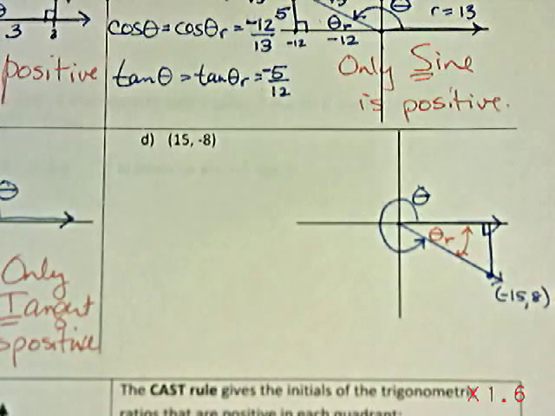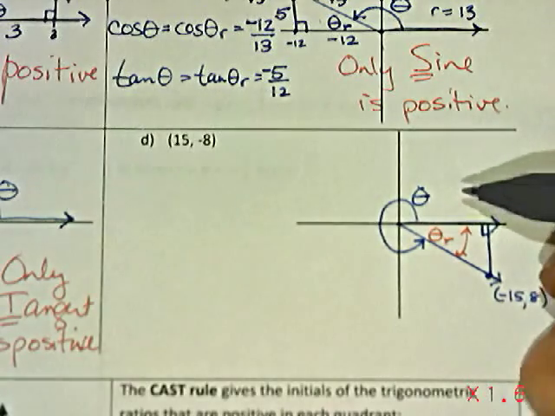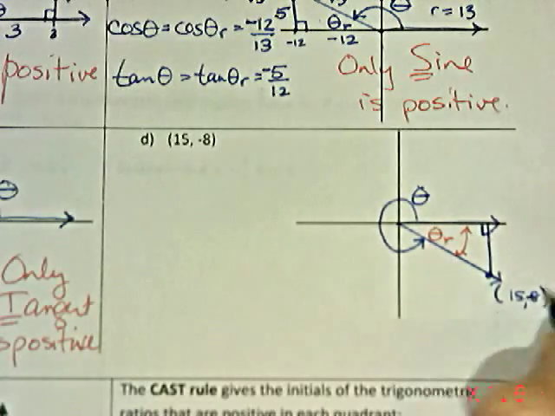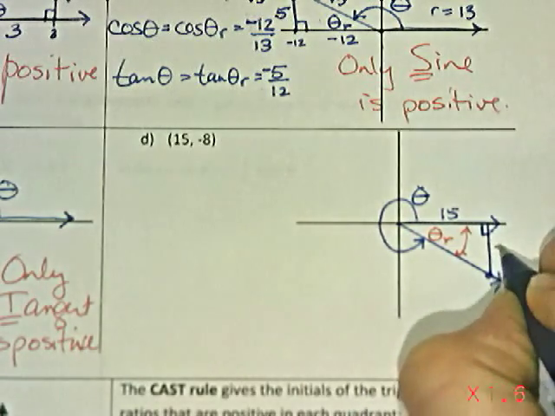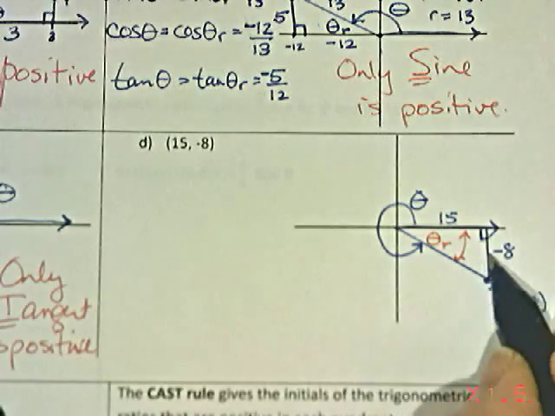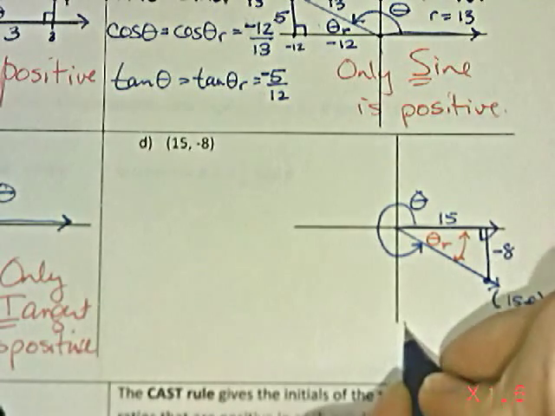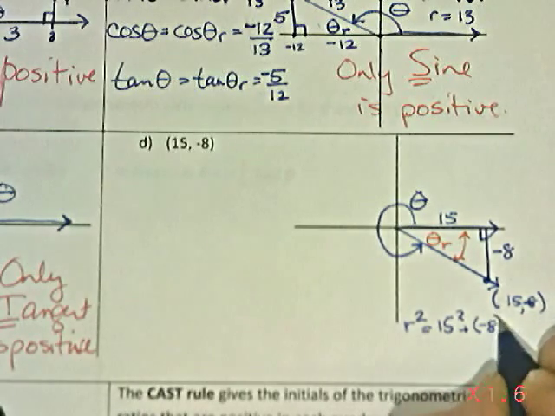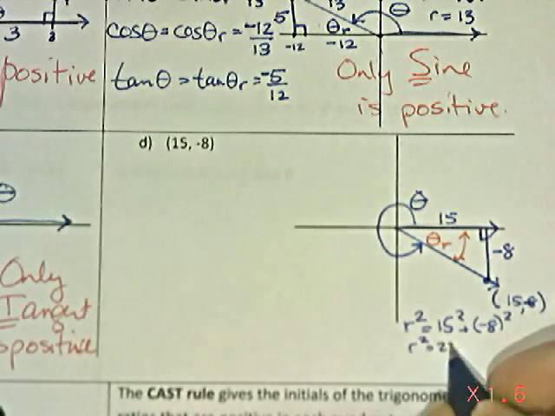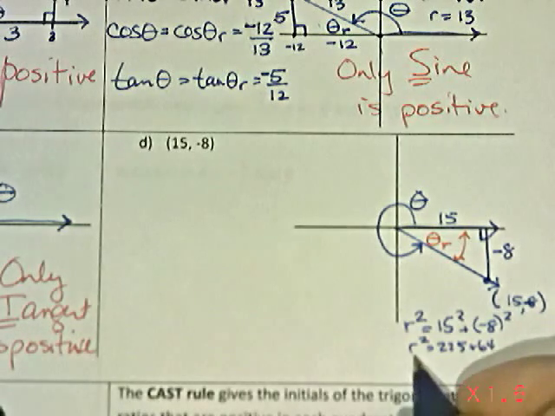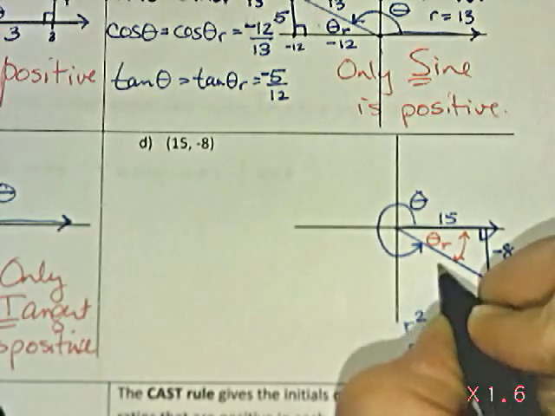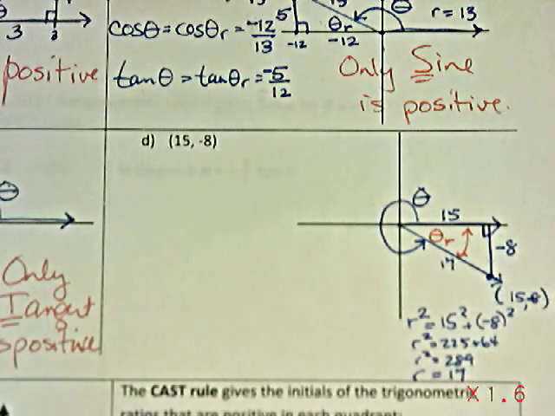I knew that I went over 15 and down the 8, so that we have a negative value for the opposite. And again, r squared is equal to my 15 squared plus my negative 8 squared. So r squared is equal to 225 plus 64. r squared is equal to 289. And the square root of 289 is 17. So I get a nice even value for my hypotenuse of 17.